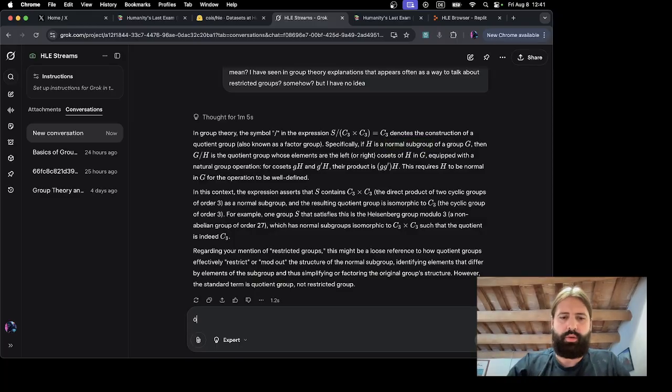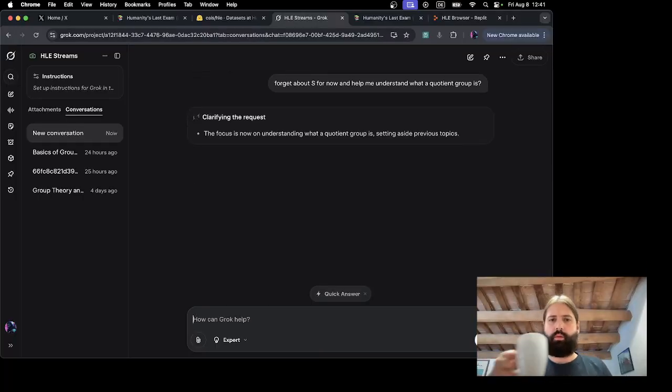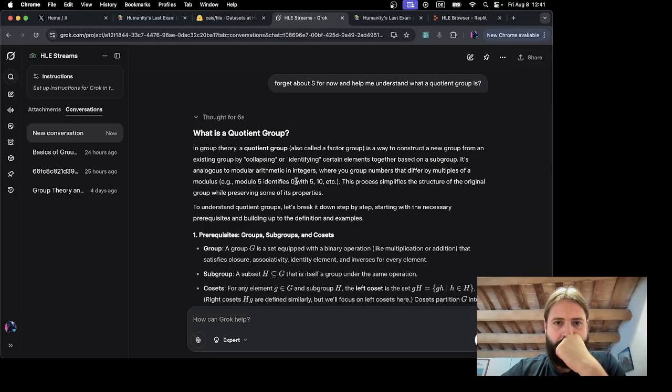What is a quotient group? Forget about S for now, and help me understand what a quotient group is. So a quotient group, also called factor group, is a way to construct a new group from an existing group by collapsing or identifying certain elements together based on a subgroup. It's analogous to modular arithmetic. Yes, okay, that makes sense.